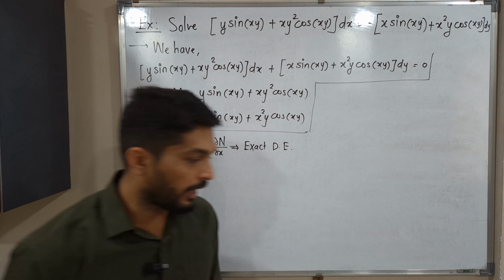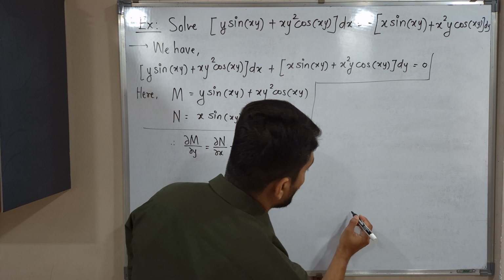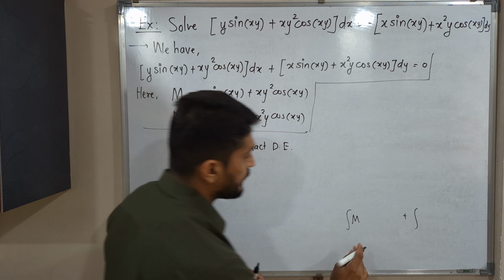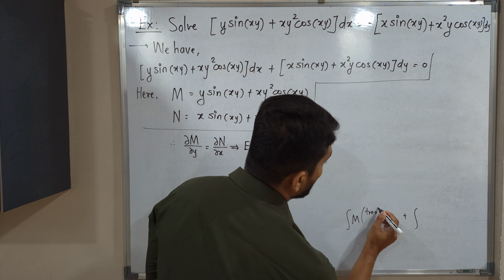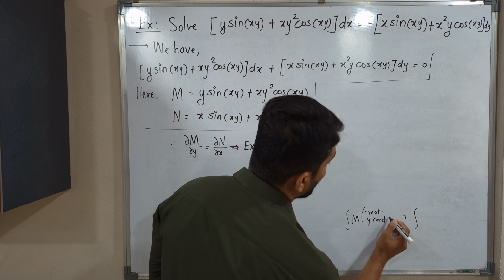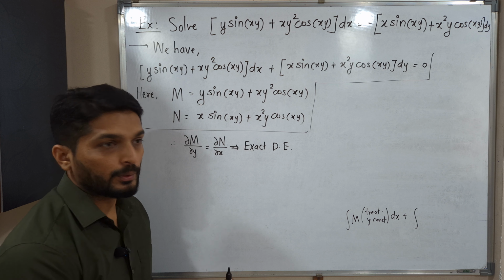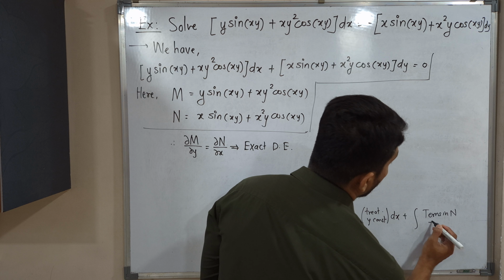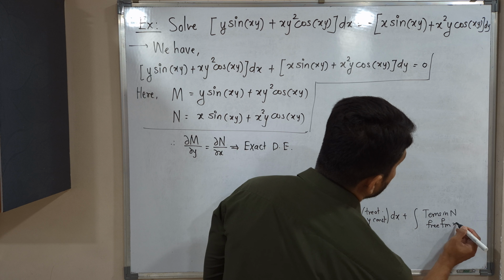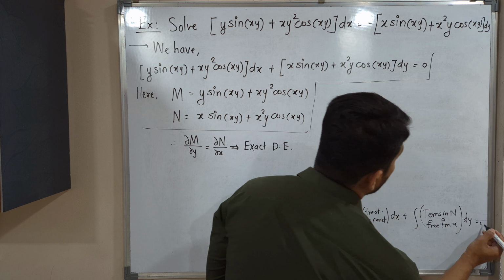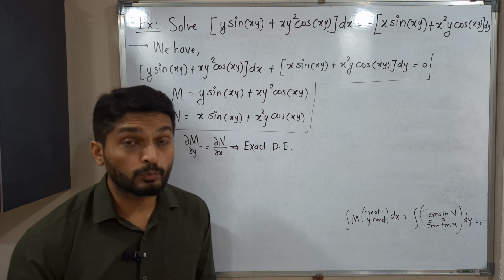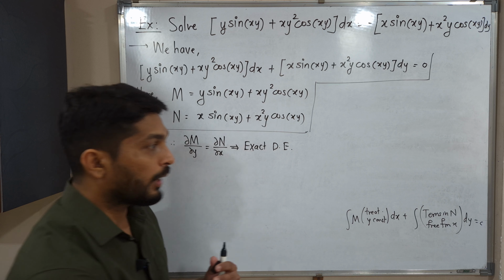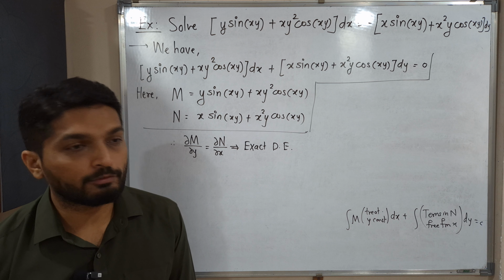So now the question is, if you have an exact differential equation, how to solve it? There is a very simple method. The solution is the addition of two integrals. The first is integral of M dx treating y constant, and the second is the integral of the terms in N free from x, dy, equal to c. That means if there are any terms in N which are free from x, we integrate them with respect to y. We add these two integrals and set it equal to C. That will be the answer.